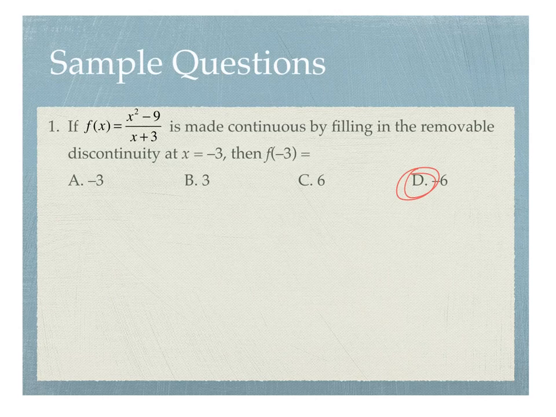So what you should have done is looked at the limit of this graph as x approaches negative 3, or you don't even really have to formally look at the limit. You can just factor the top. That's x plus 3, x minus 3. So the x plus 3's cancel, and you plug negative 3 in, you get negative 6. That's how you do that one. So it's just canceling off what can cancel, and then plugging in the number. That's it. Pretty straightforward.